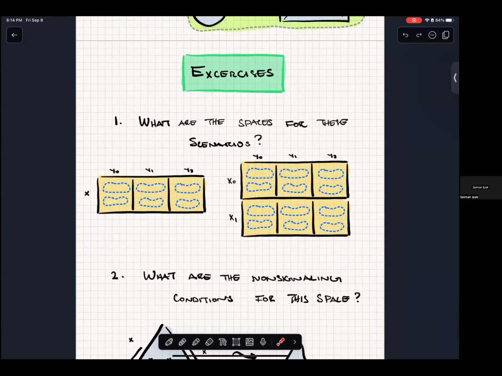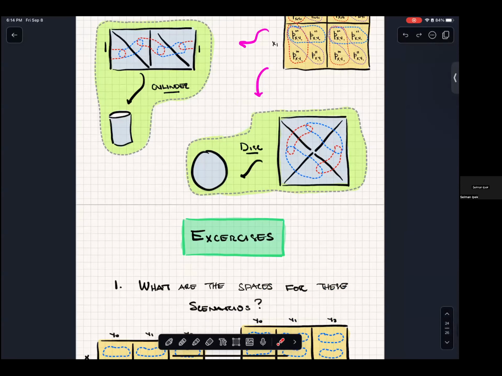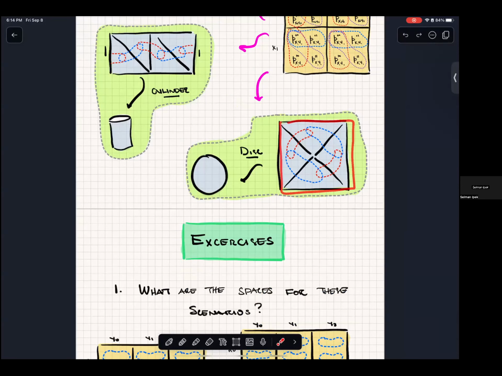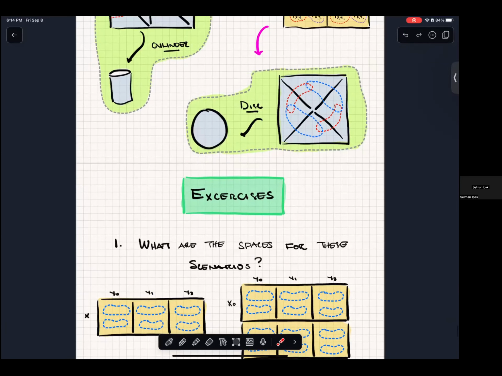Now for this one, I have a CHSH scenario, but with Bob having one extra measurement. What does this look like? My recommendation, take a look at this scenario and just think about how you can add one more measurement for Bob here and what the space looks like after that.